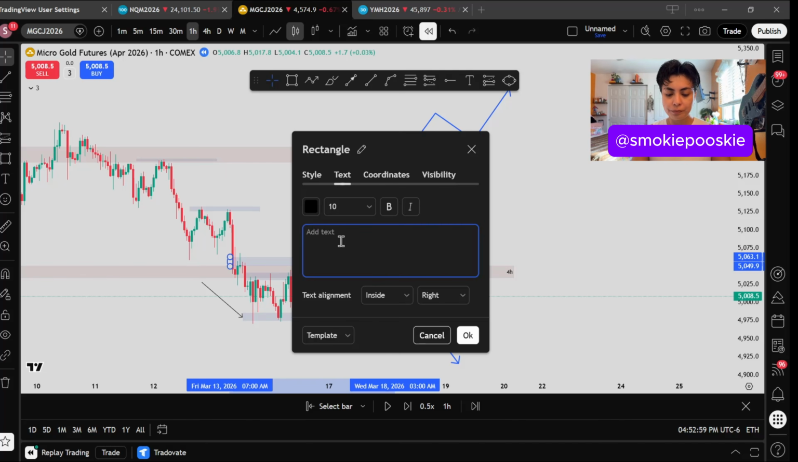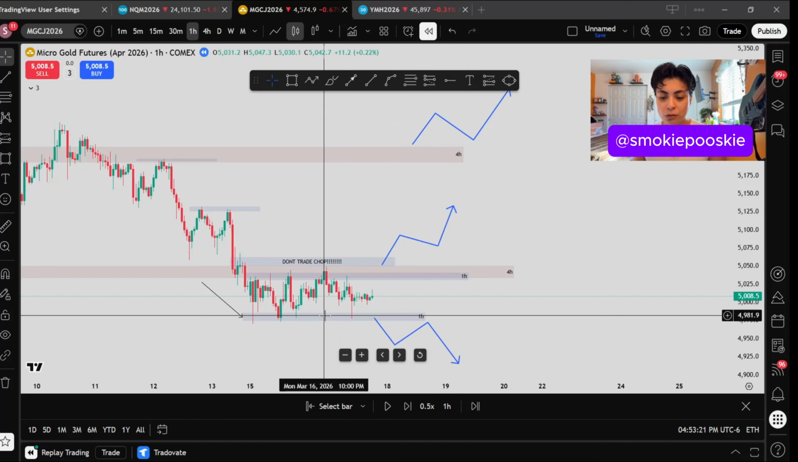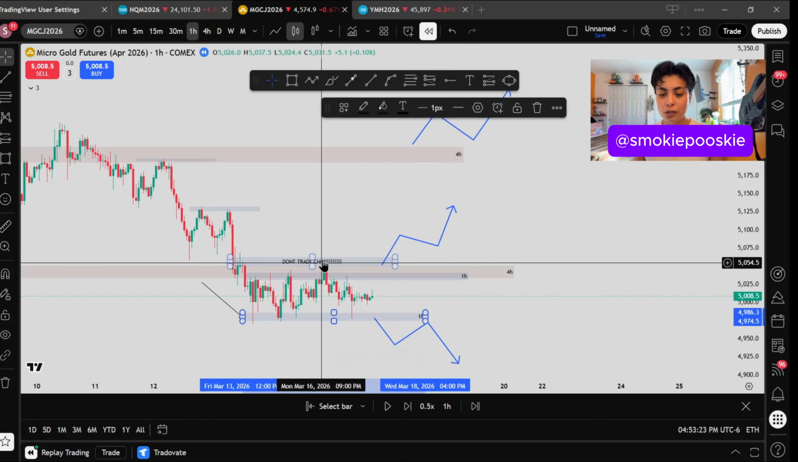Let's make that big. Don't trade chop. Just please. I know that you want to be in a trade. I know that sometimes we have a few days left on our eval, or we have a bill that needs to be paid, or we have something happening that you need to feel like you need to trade. If it's chopping, don't trade it.